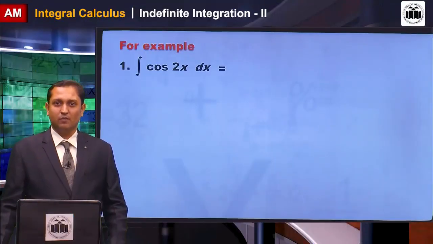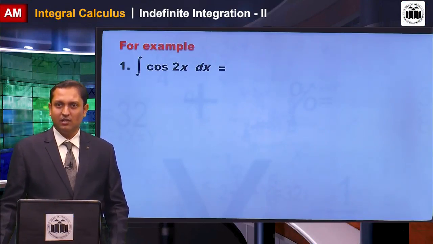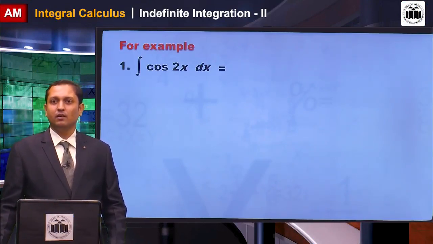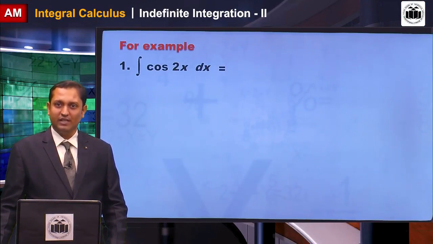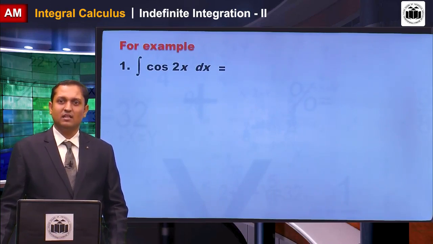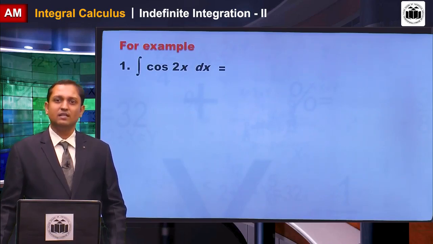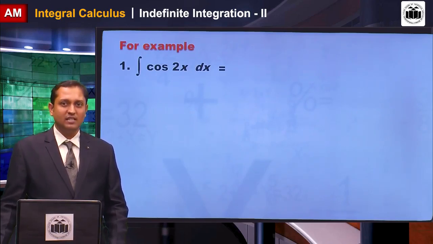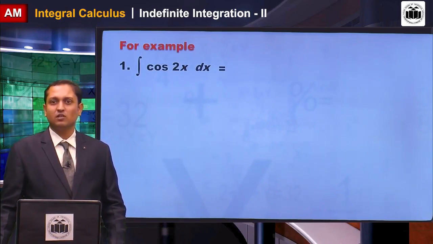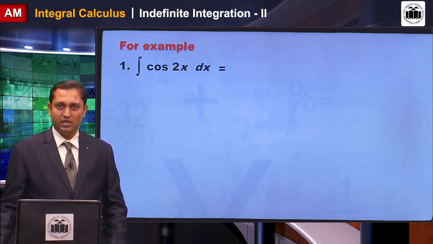Come to this first example, integral cos 2x dx. The first thing is you need to identify whether the function is standard or composite. If you recollect, I told you to check the variable part: if it is x, it is standard; if it is anything other than x, then it is composite. So in this given integral, the variable part is 2x, which is something other than x, so it is composite.